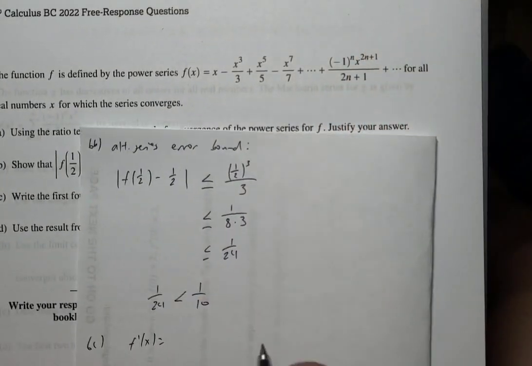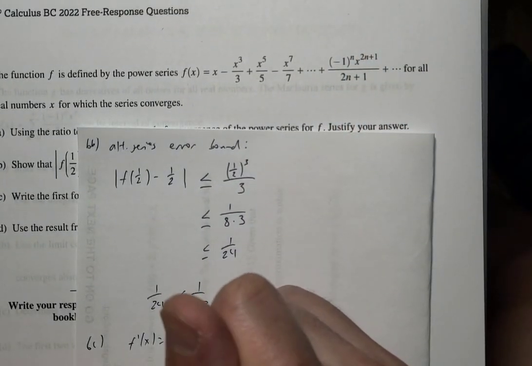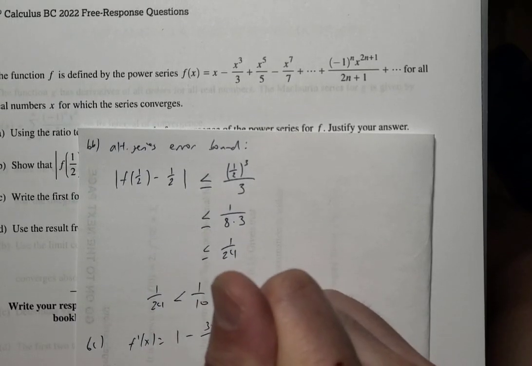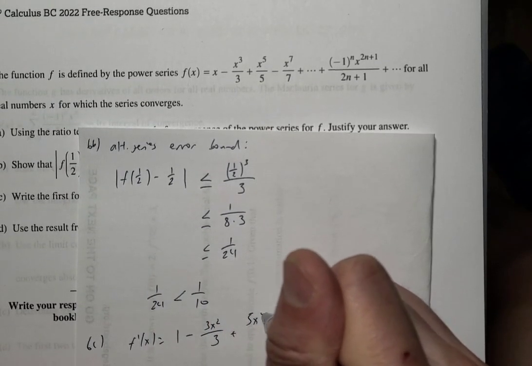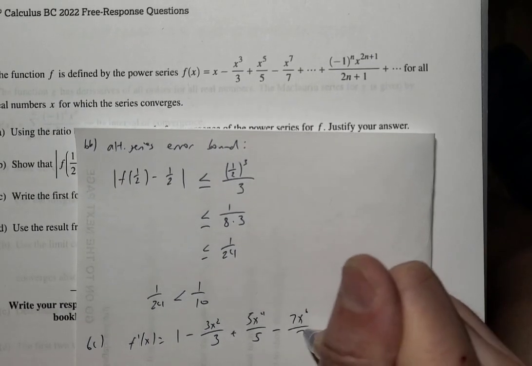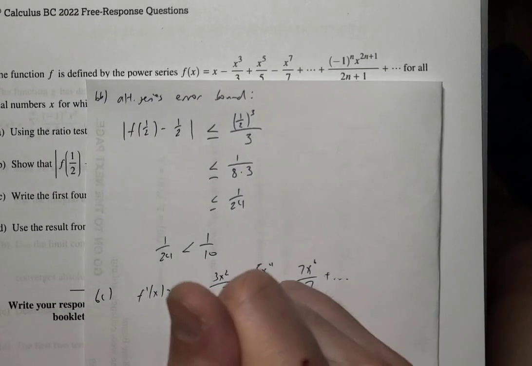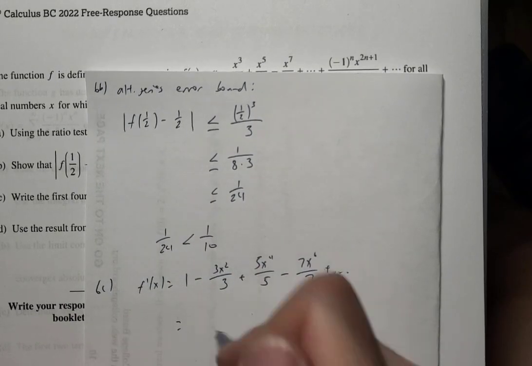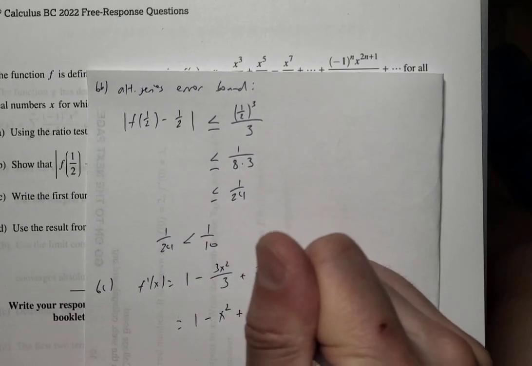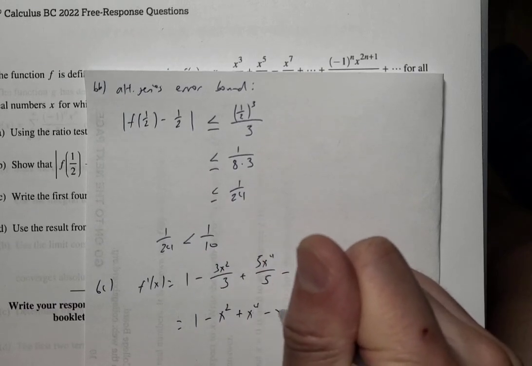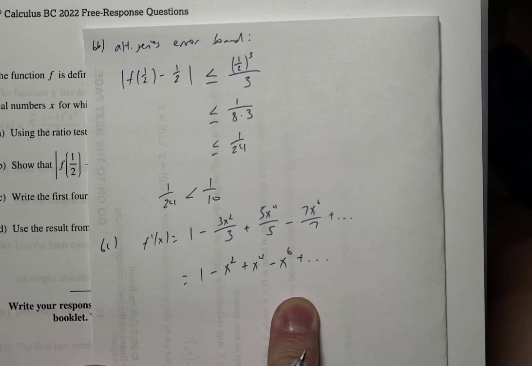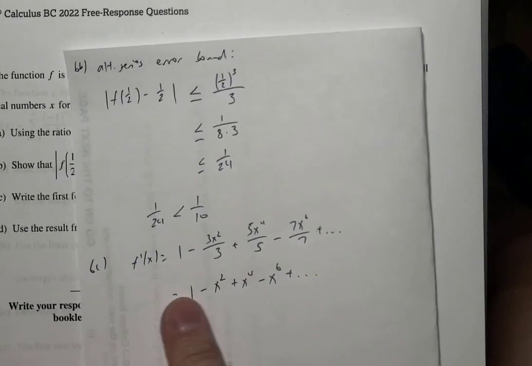I don't think, oh actually I kind of can, okay? So it would be 1 minus 3x squared over 3 plus 5x to the 4th over 5 minus 7x to the 6th over 7, so on and so forth. I don't know if we need to simplify. Let's just do it. It's simple enough. Just be careful. x squared plus x to the 4th minus x to the 6th plus so on and so forth. Okay, this is the first 4 non-zero terms right here.